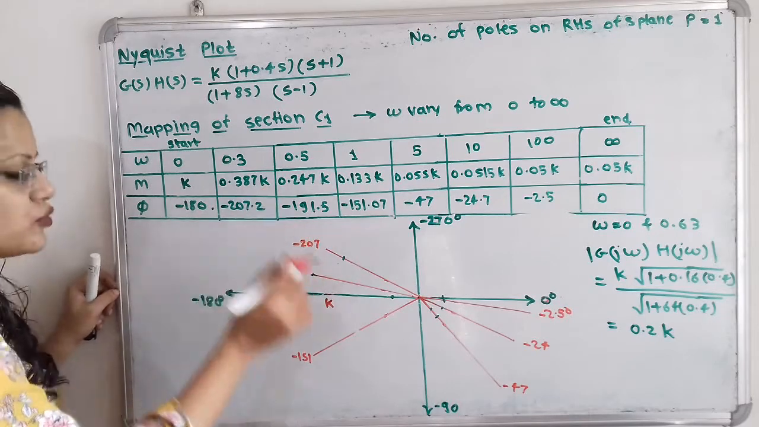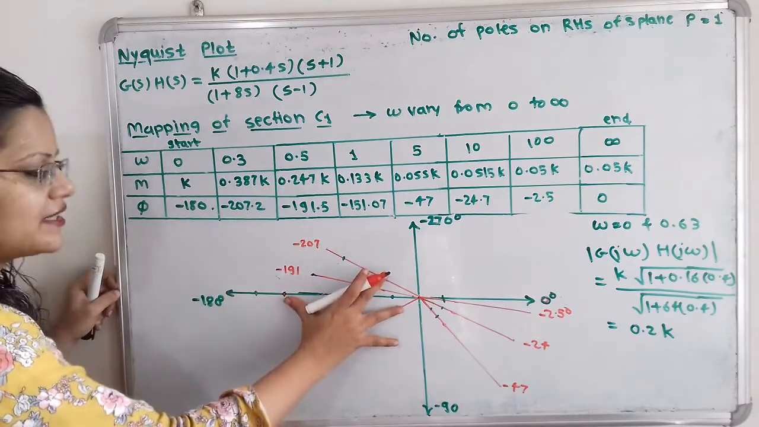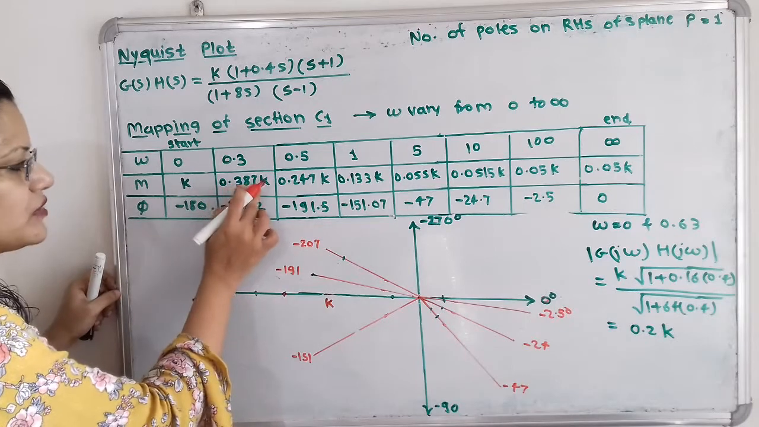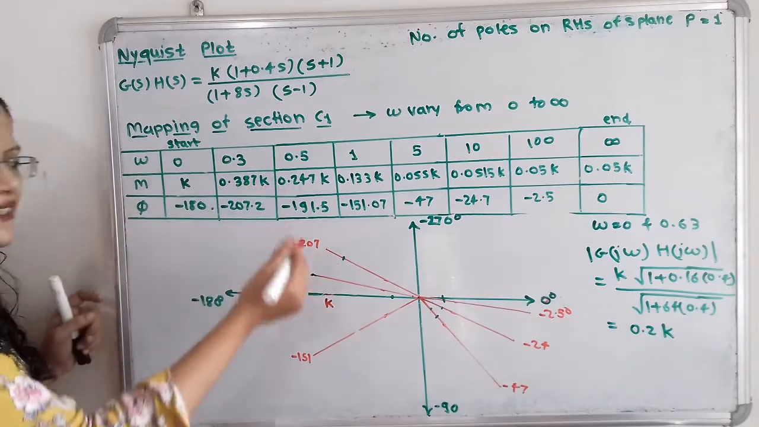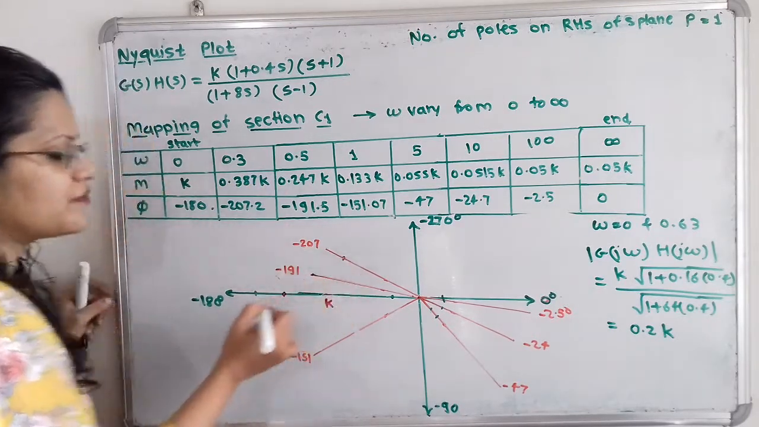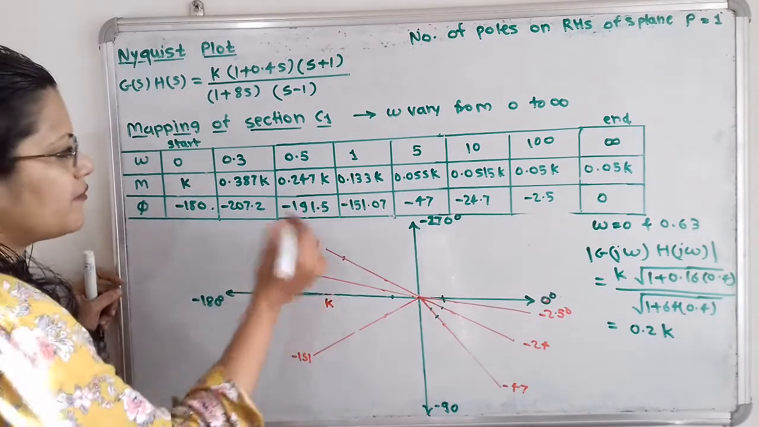That is 0.387 K. Here we have selected K as 10 centimeters. So 10 multiplied by 0.387 is 3.8 centimeters. So approximately 4 centimeters, we will select a point here. Then we will move to the next.